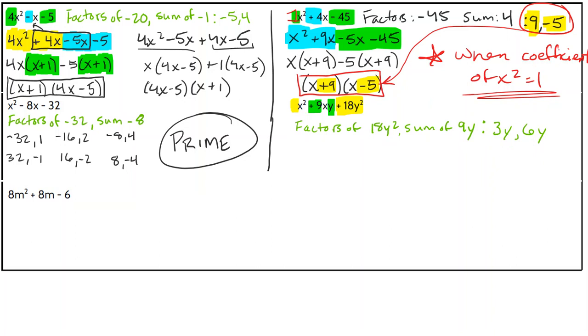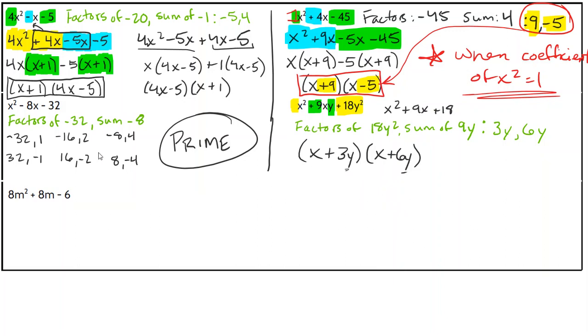Since the coefficient of x squared was 1, we know that this is going to be just two factors with x in the front, and then we drop those numbers in. So x plus 3y and x plus 6y. Another way you can do this is just to ignore the y's entirely and think about it as x squared plus 9x plus 18, and then drop the y's in once you've got your factored form.